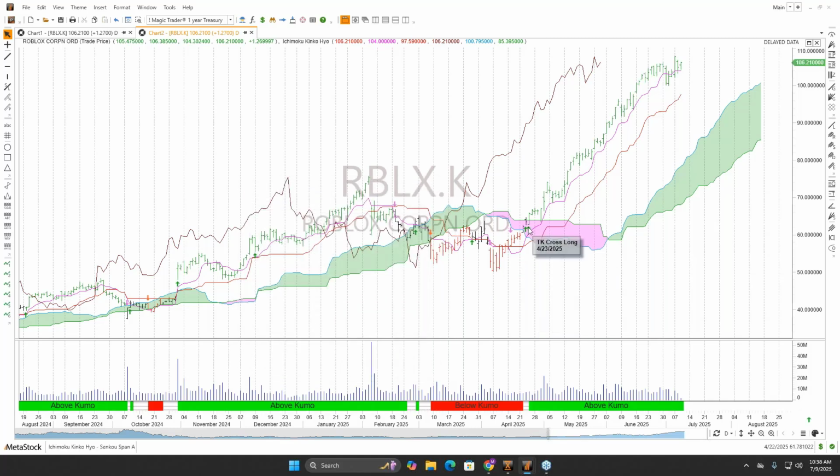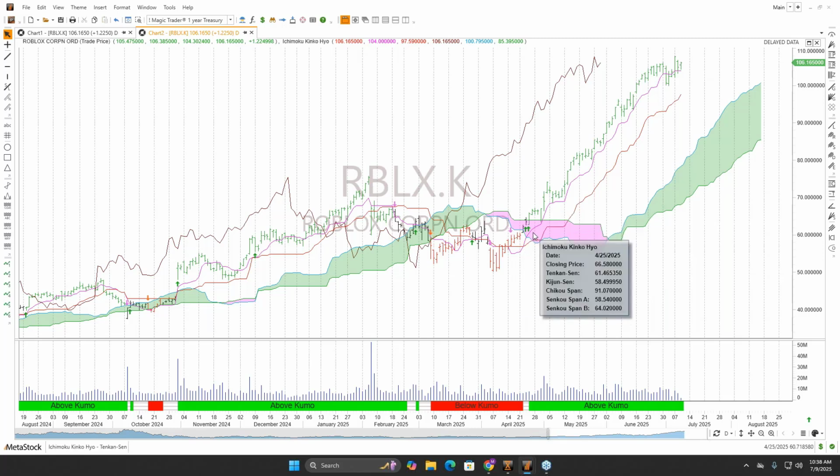And you can see when it comes up above the cloud, you get your signals. This one was because the Tenkan-sen crossed the Kijun-sen. If I hover over it, it says the TK cross. Here it's because you got your close above the Kumo. But you get the signals.